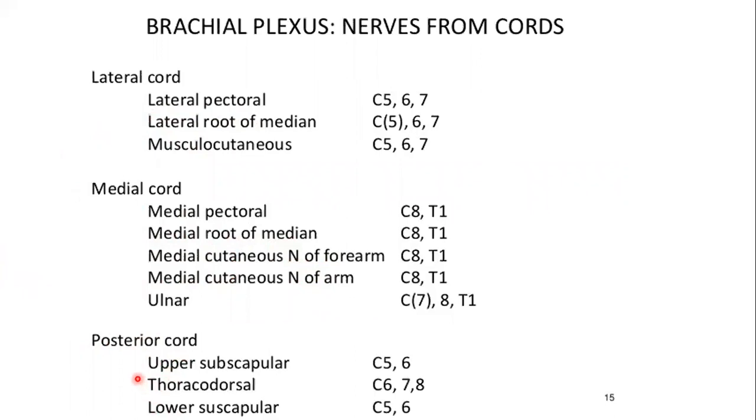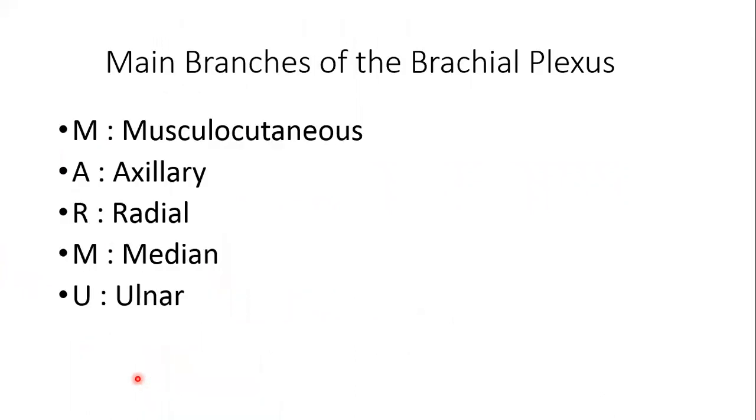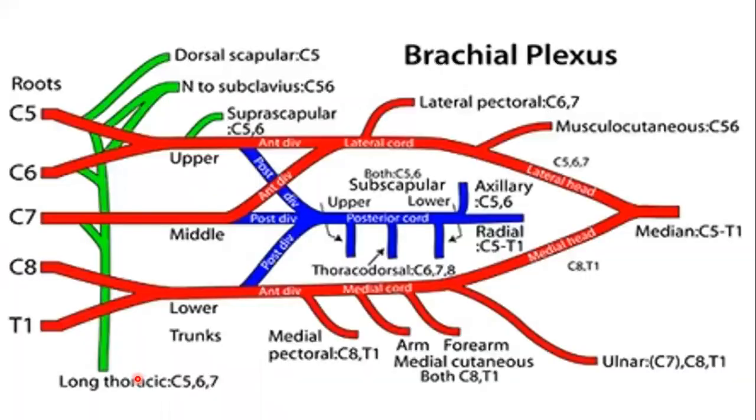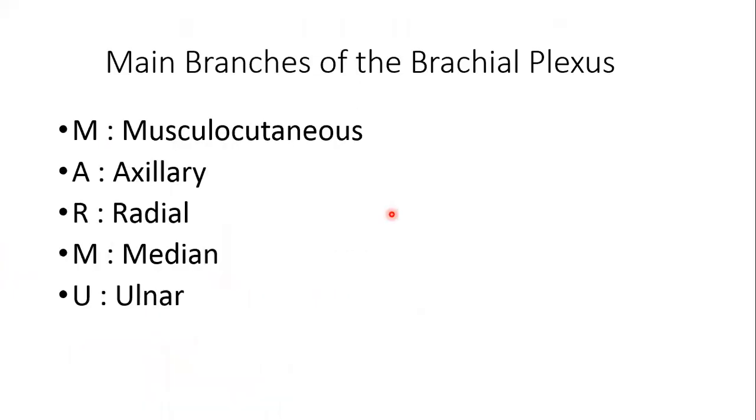thoracodorsal nerve, and two other branches from the posterior division, that are the axillary and the radial nerve. I already discussed the mnemonic MARMU, MARMU mnemonic. This is for the memorization of the terminal branches or the end branches of the brachial plexus.